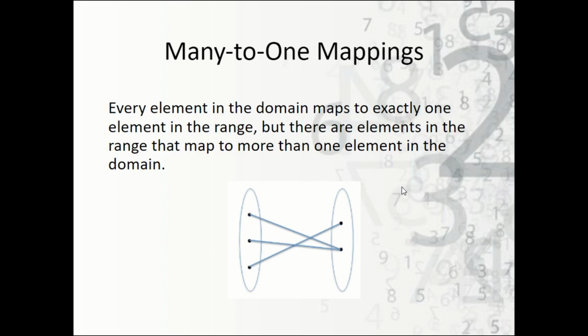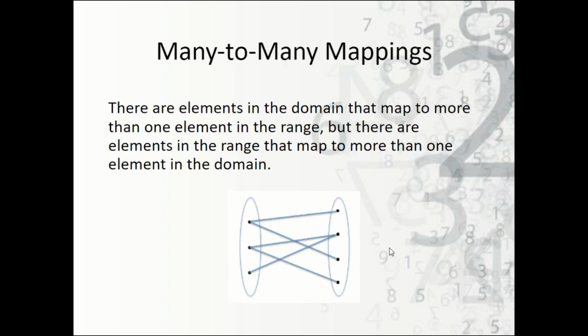Okay, many-to-one. So many-to-one means that there are elements in the domain that map to exactly 1 in the range, but there are multiple spots in the domain that map to the same spot in the range. For instance, we have these 2 here, and they both go to this point in the range, so this is many-to-one. So many, meaning multiple in the domain, map to 1 spot in the range.